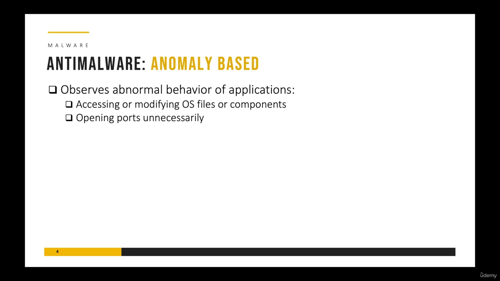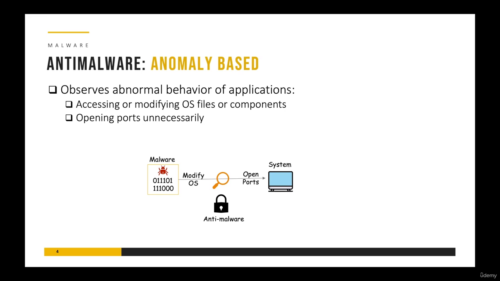So once they have this baseline, if they detect any anomaly or significant deviation, then they can trigger or flag that application as a virus. Now, examples of abnormal behavior include accessing or modifying operating system files or components. Any legitimate software should not be extensively modifying operating system files or components, especially those that are not directly related to the functioning of that application. Or sometimes viruses open ports unnecessarily, which are not even required for their functionality. So these are two big telltale signs based on which anomaly-based detection works.